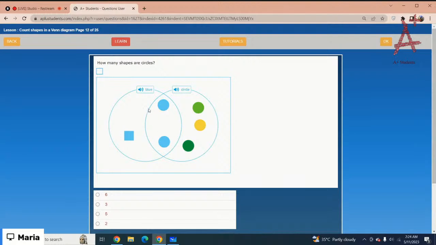They are one, two, three, four, five. You have five circles. So the correct option is five.